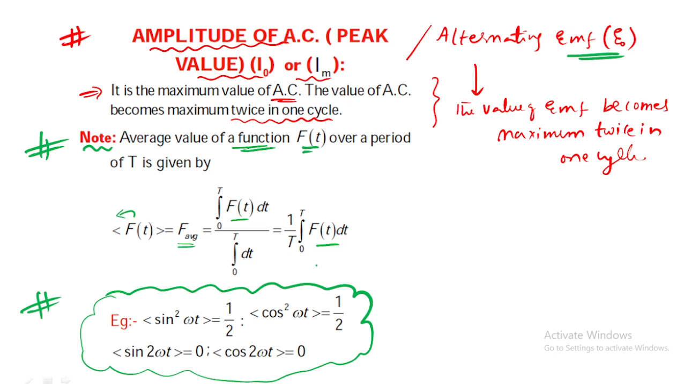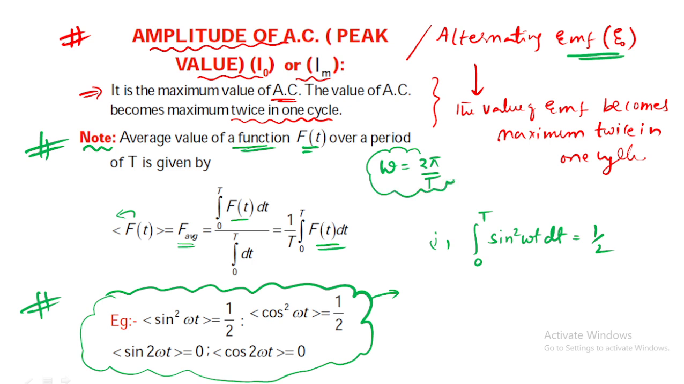So there are certain things you have to remember here. These symbols are indicating something. For example, if I show you the integration from 0 to T of sin square omega t dt, then what is the answer? I can simply write 1 by T. After integration, what you will get here is half. And you already know omega is 2 pi divided by what? Time period. So if you apply this, this is the answer.